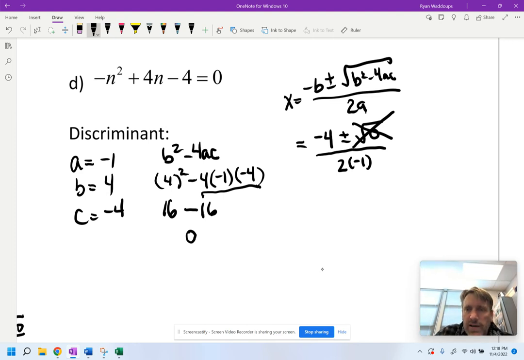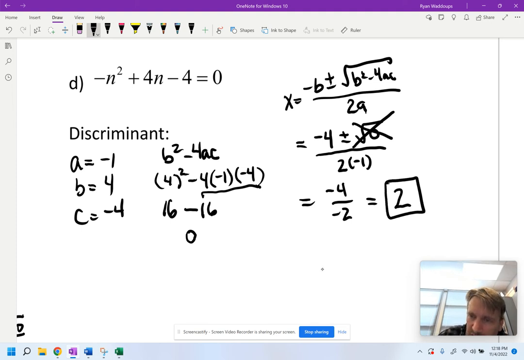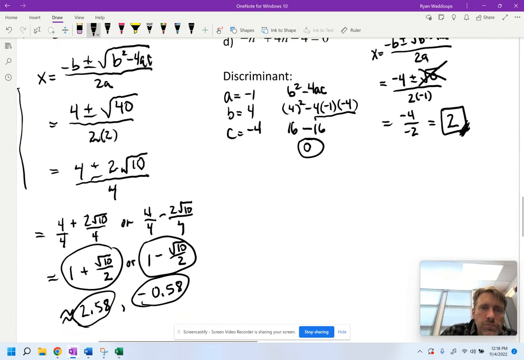So you've got negative 4 all over 2 times negative 1, which is negative 2. And negative 4 times negative 2 is positive 2. Why do we only have one solution? Well, you'll recall in part 1 of this video, when your discriminant is equal to 0, that means you only have one real root. And in this case, the real root was just 2.